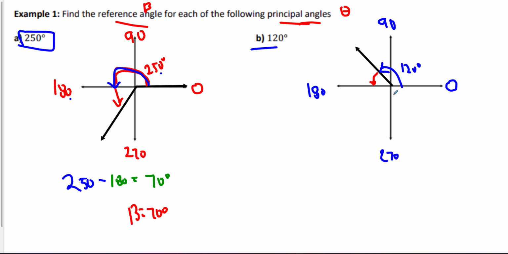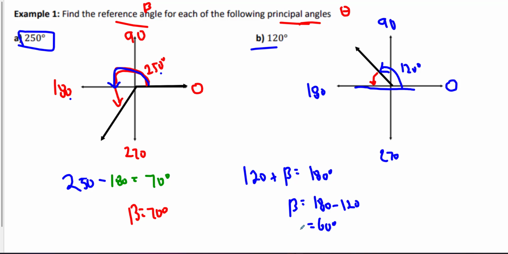Now here, I can't do 120 minus 180. That'll give me a negative answer, which doesn't make any sense. But guess what I can do? If you look at the lines, 120 goes up to here, and then the red part goes up to here. If I add the red line and the blue line, I'm going to get an angle of 180. So 120 plus my related acute angle is equal to 180 degrees. So the related acute angle is 180 minus 120, which is 60 degrees. So instead of principal angle minus 180, in this case, we're doing 180 minus the principal angle.